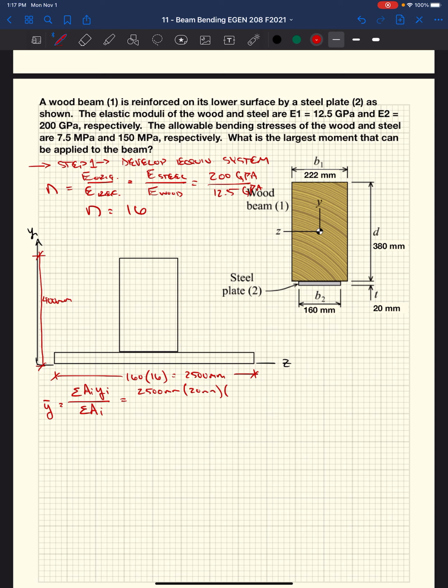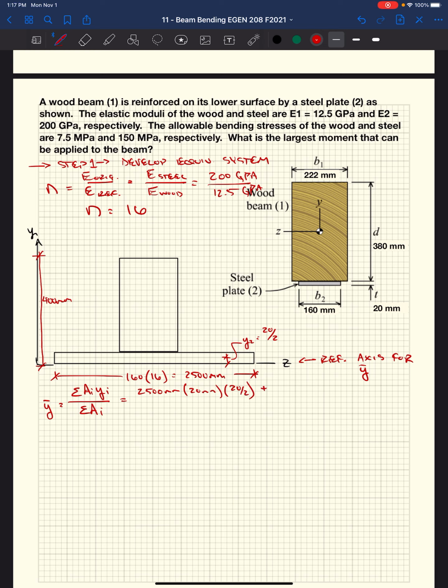Its moment arm at this point, if we're going to have Z, we're going to say Z is our reference axis for Y bar. So we're going to calculate Y bar based on that Z being our reference axis, or essentially the bottom of the steel plate. So the distance to the centroid, this is Y2, and that equals 20 over 2, 20 millimeter thick steel plates. This is 20 over 2, that's Y2.